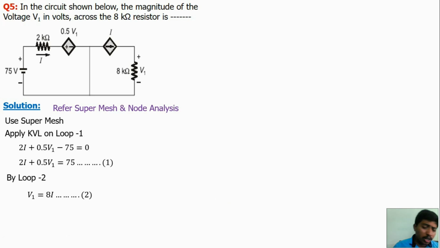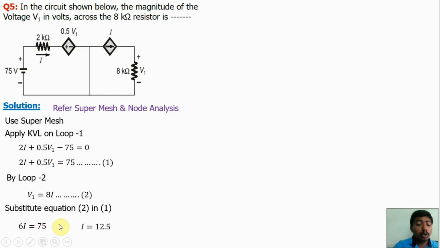So we have equations 1 and 2. Just substitute equation 2 in 1. Because V1 is equal to 8I, 0.5 V1 becomes 4I. So 4I plus 2I, 6I, is equal to 75. So I is equal to 12.5 amps. The current I value is known. If we substitute this value in equation 2, we will get the V1 value. So V1 is equal to 8 into 12.5, which is 100 volt. So the voltage across the 8 kilo ohm resistor is 100 volt.